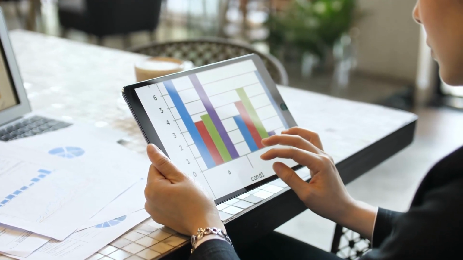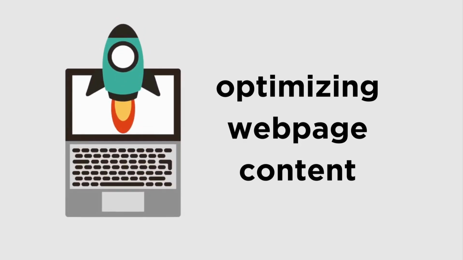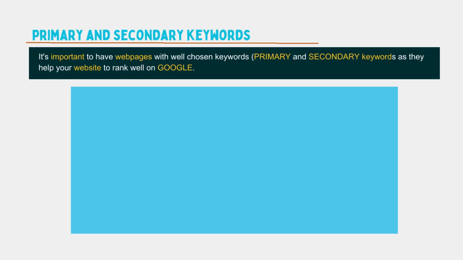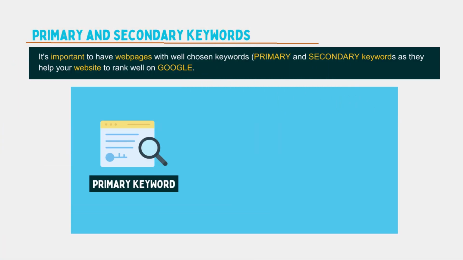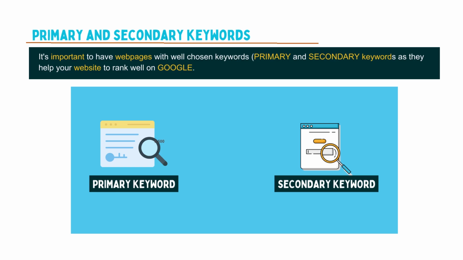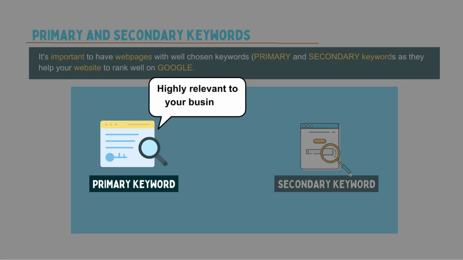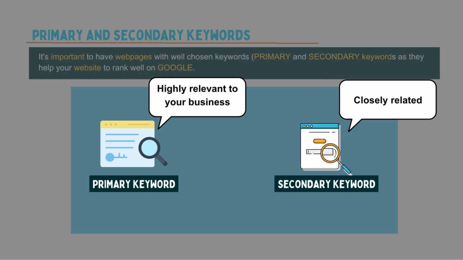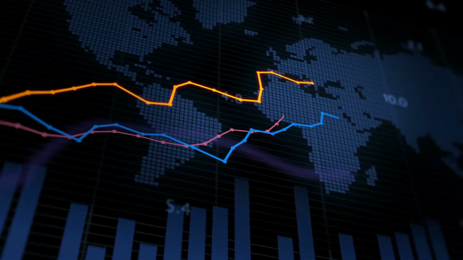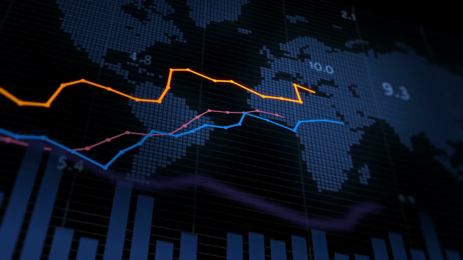In order to optimize our web page content effectively, we should choose both primary and secondary keywords that align with the nature of our business. The primary keyword should be highly relevant to our business, while the secondary keyword can be closely related. By selecting multiple keywords, we can increase our chances of ranking well on Google.